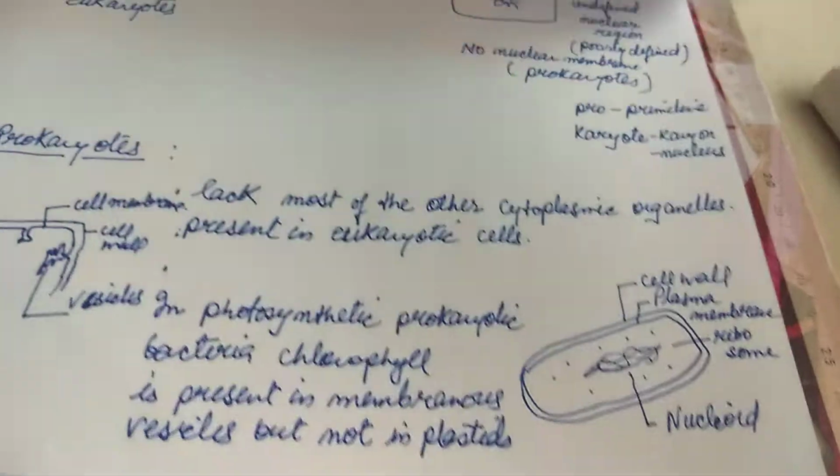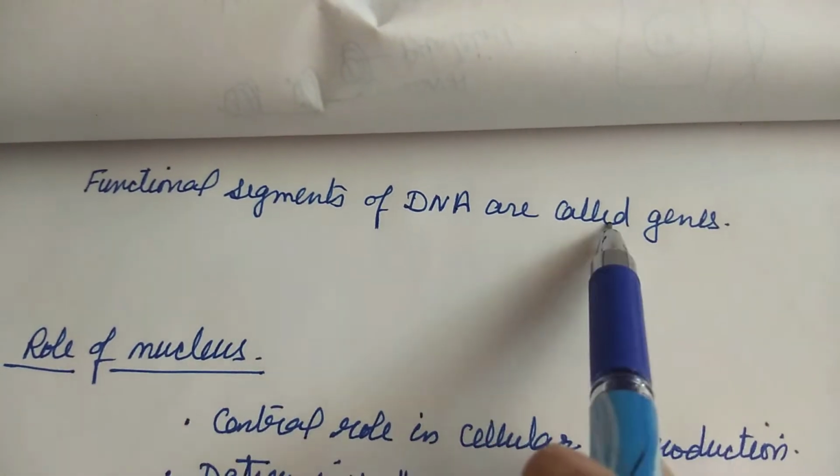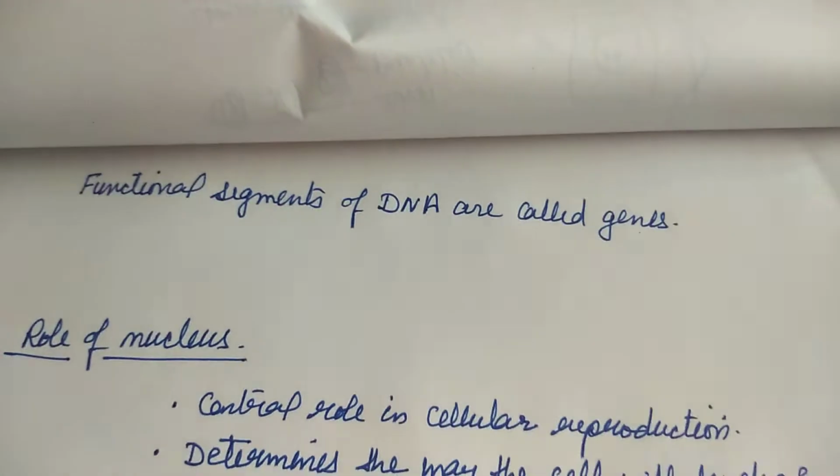Clear? So genes are functional segments of DNA. Functional segments of DNA are called genes. I hope it's clear.